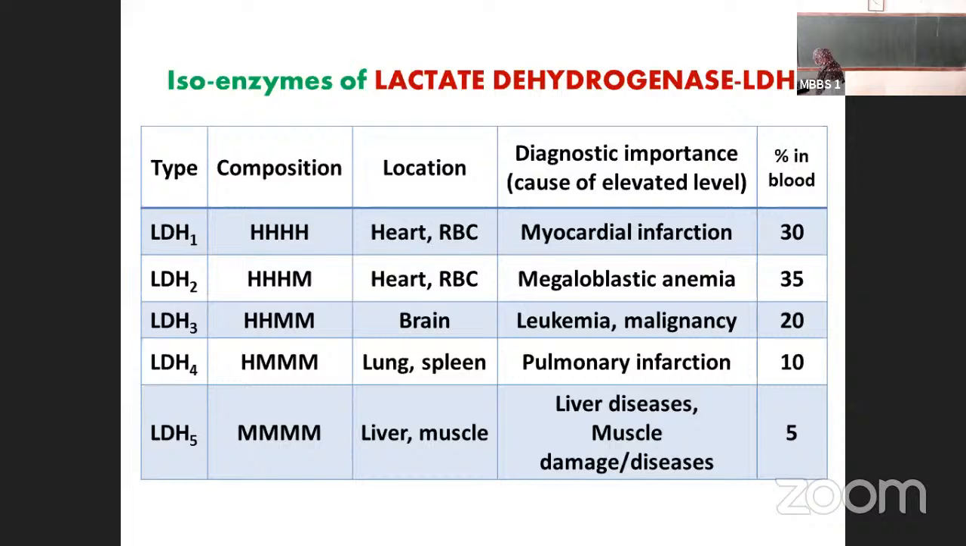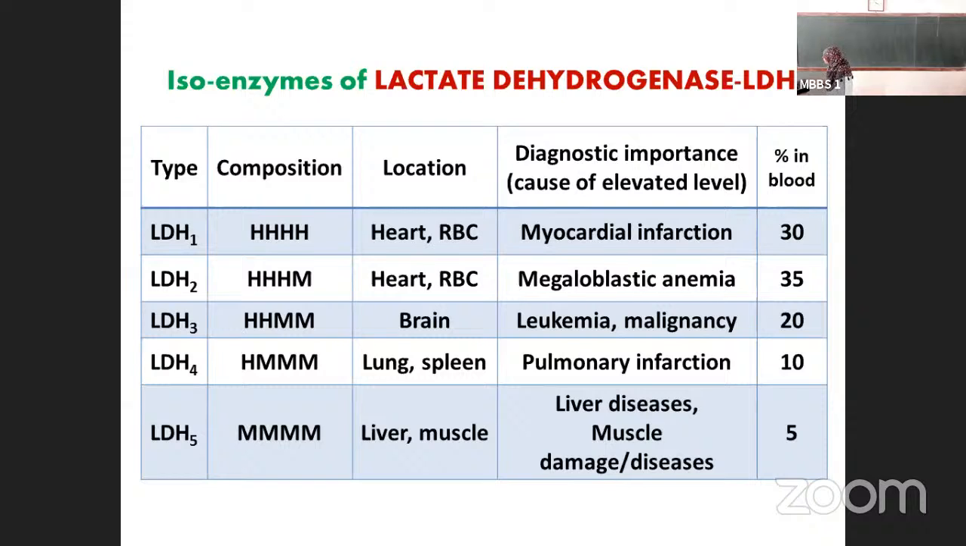Here you see the composition, location, and diagnostic importance of LDH. I told you there are 5 forms of LDH. LDH1 has 4 H type subunits, and they are synthesized in the heart and RBCs. They are useful for the diagnosis of myocardial infarction, and they constitute 30% of the total LDH. LDH2 has 3 H subunits and M1. They are derived from the heart and RBCs. This isoenzyme is useful for the diagnosis of megaloblastic anemia, and it constitutes 35% of the total enzyme activity.